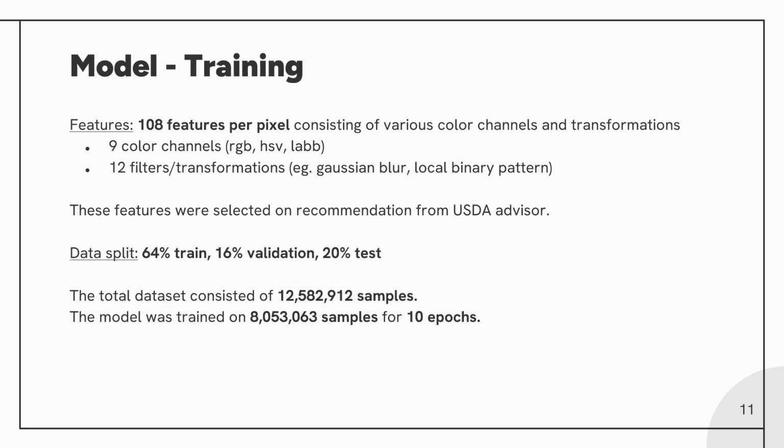All right, so to train our model, first we needed to generate our features, which included types of features like color and texture. So for each pixel, we split it into 9 color channels, and then we applied 12 filters. 9 times 12 gives us 108 features per pixel. As for our data split, it was 80% training and 20% testing, and within the training dataset, we split it again into 80% and 20% for validation. That gave us around 8 million samples, and we trained that for our initial model for 10 epochs.